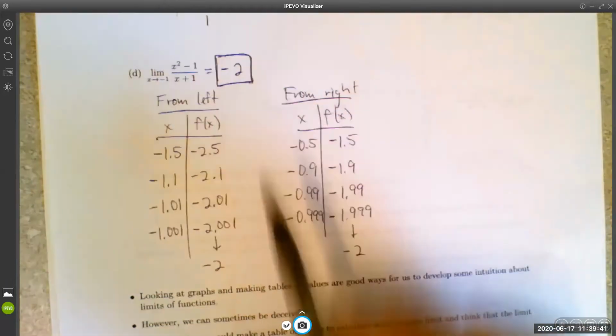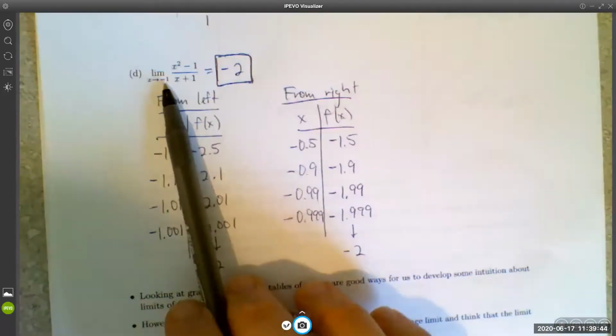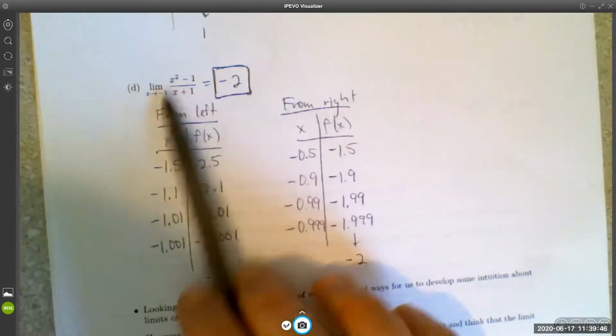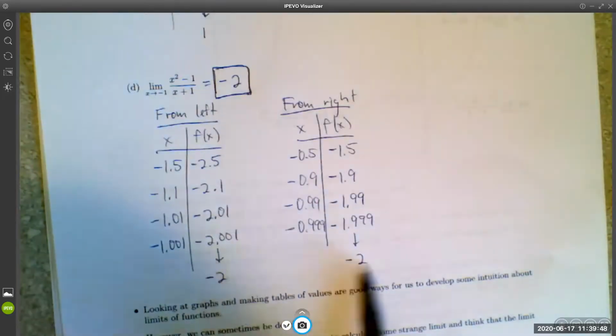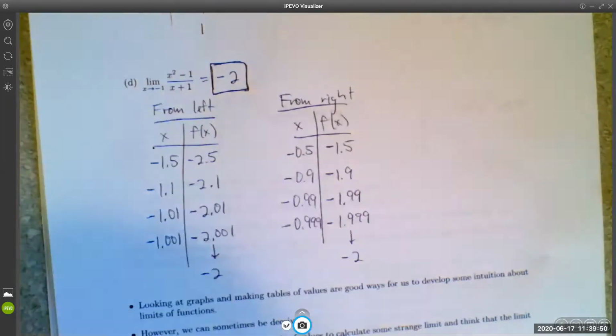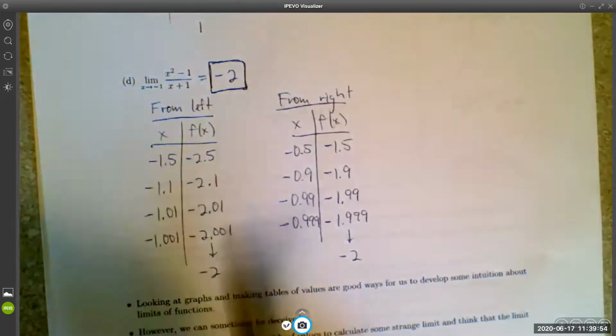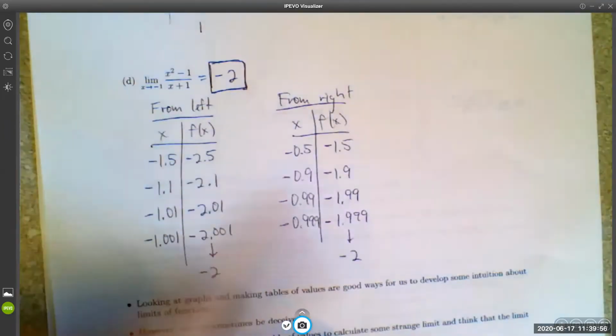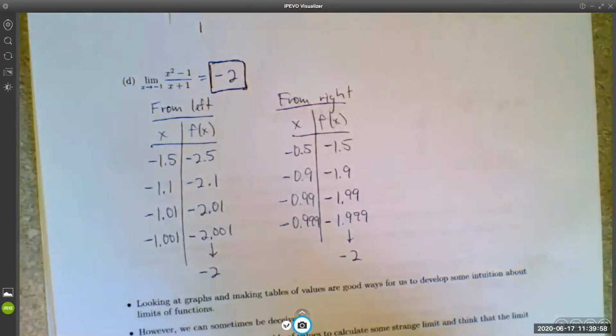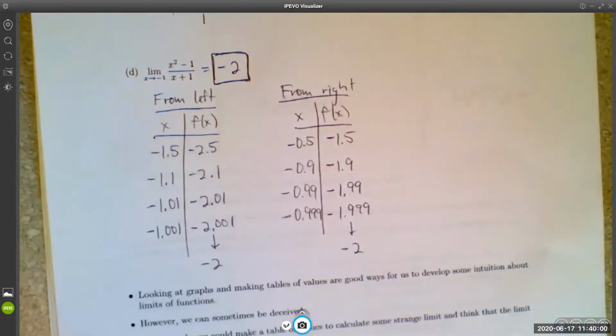And that's really interesting, right? Even though the function value itself is undefined, we still have a limit, right? The limit is still negative 2. And we were able to use a chart to verify that. I'm not going to verify this in Desmos, okay? I'm just going to leave it at that.